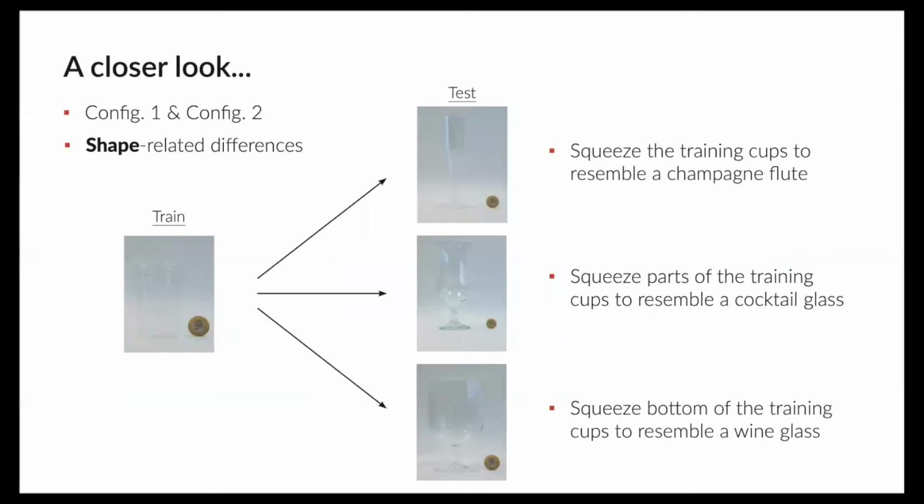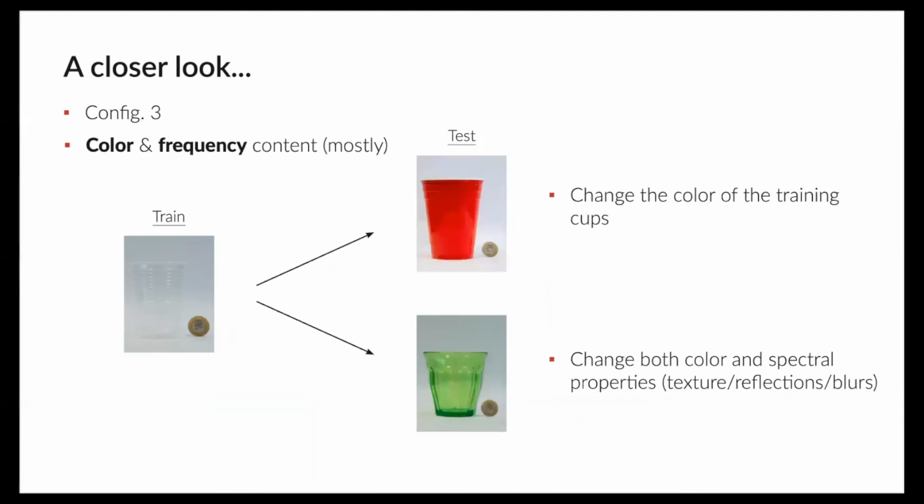But let's have a closer look. It seems that for the first and the second split, the differences between the training and the test data are mostly shape related. Hence, if one would want to transform the training data such that they resemble the ones appearing at test time, then one should seek a transformation that deforms different parts of the training containers. While if we look at the third split, we will notice that the main differences are related to the color and the spatial frequencies of the containers. Hence, in general, we should be looking for transformations that can efficiently alter the shape, color, and spectral content of an object.